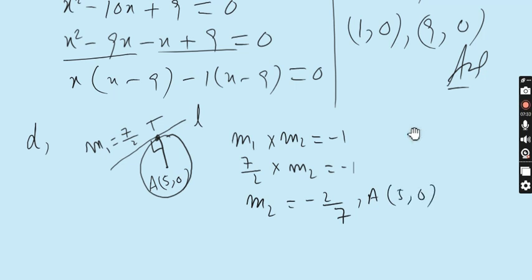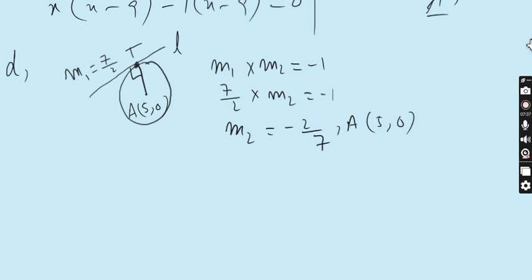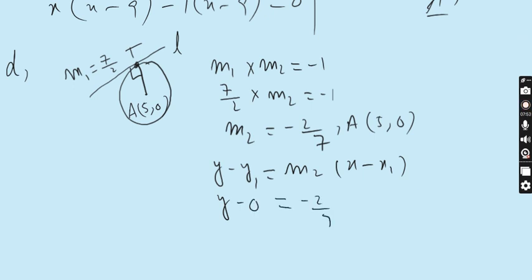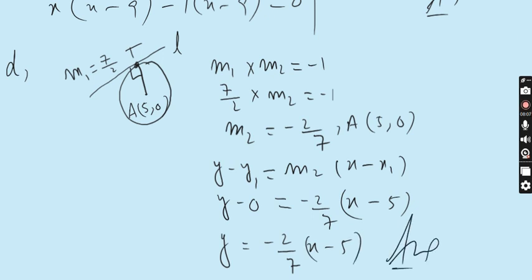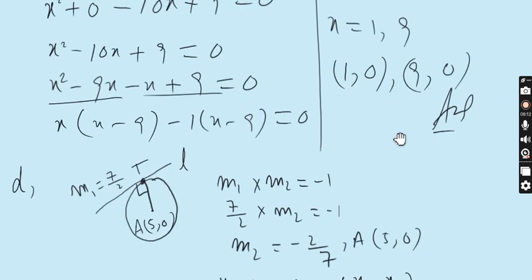So use the slope point form to find the equation of the line AT, that is y minus y1 is equal to m2 times x minus x1. Y1 is 0, m2 is -2 upon 7, x1 is 5. Or you may write y equals -2 upon 7 times (x minus 5). This is the answer. Or you can write this into a simpler form. So this is the equation of AT.